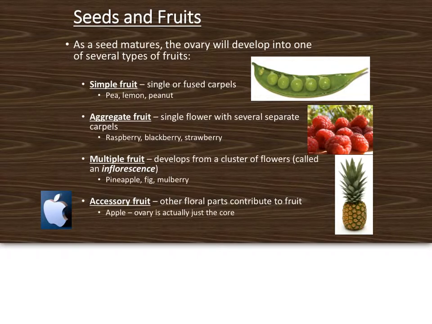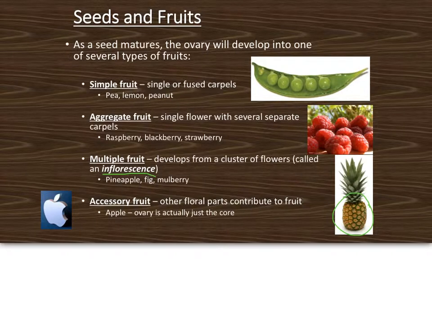Now the third one is called a multiple fruit. So aggregate fruit is one flower giving rise to this sort of segmented fruit. Multiple fruit is multiple flowers, a cluster of flowers. So one of my favorite biology words, definitely one of my favorite botany words, is inflorescence. And that means a group of flowers or a cluster of flowers. Probably not real familiar with figs and mulberries, but pineapples. Right? Pineapples are a good example of a fruit that comes from a cluster of flowers. So several flowers would give rise to this pineapple fruit.